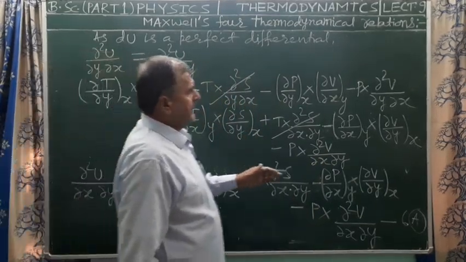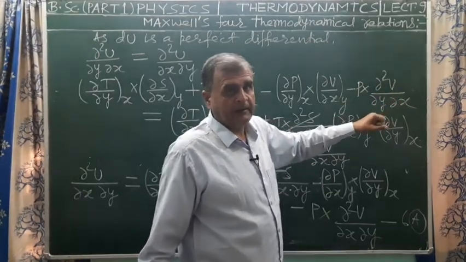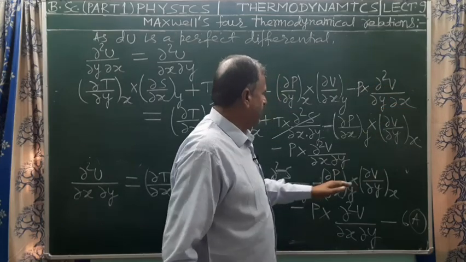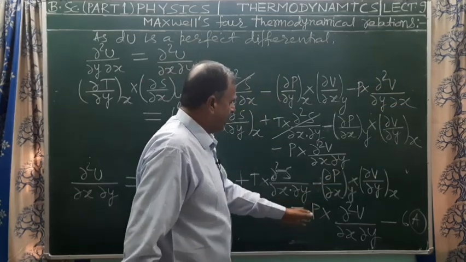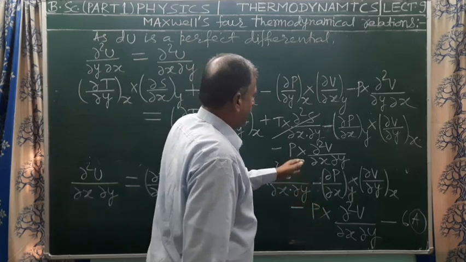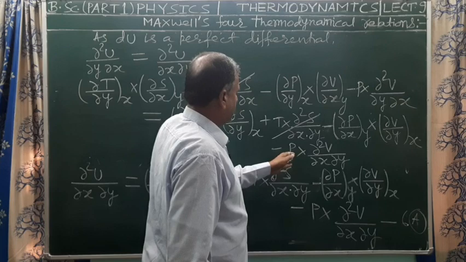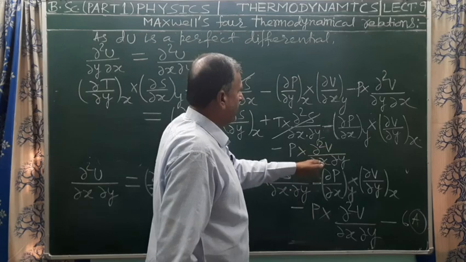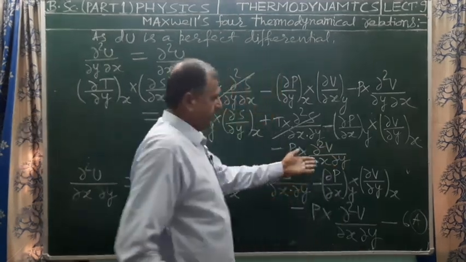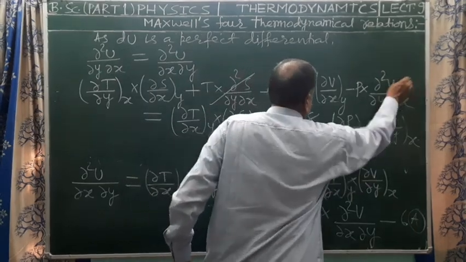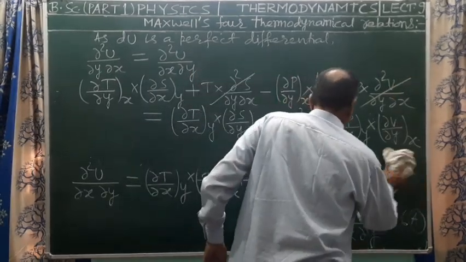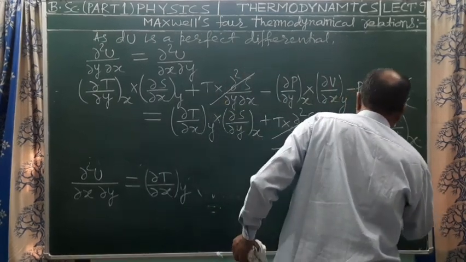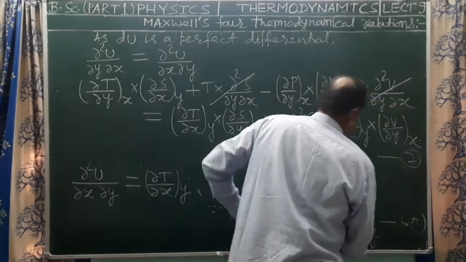And similarly dv, that is the change in volume, is also a perfect differential. So p multiplied by del square v upon del y into del x will cancel out with the last term of the RHS of this equation, which is minus p multiplied by del square v upon del x into del y, that is, an interchange of x and y in the denominator. So this term will also cancel out. Say this is equation number 7, in which cancellations are used.